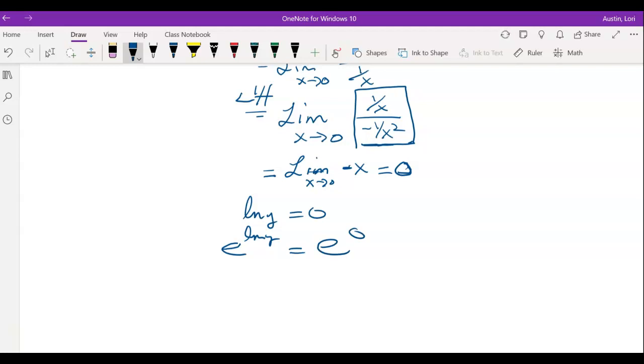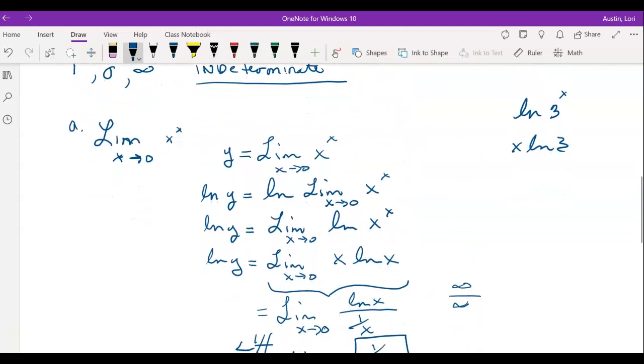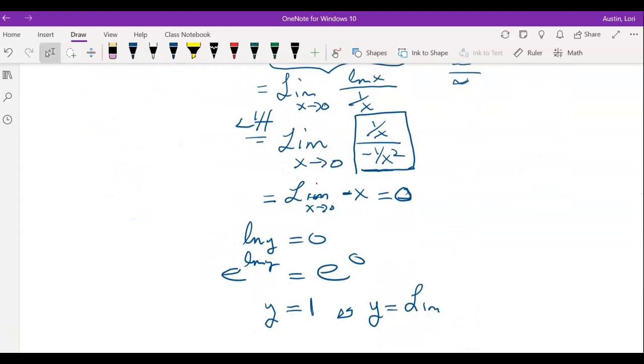You know what's so cool about e and ln's? e to the ln of y is simply y. And what's e to the 0? That we can do, because e is a number. So, y equals 1. That's how we defined our limit, x to 0.